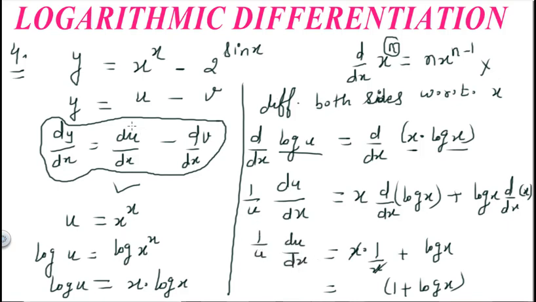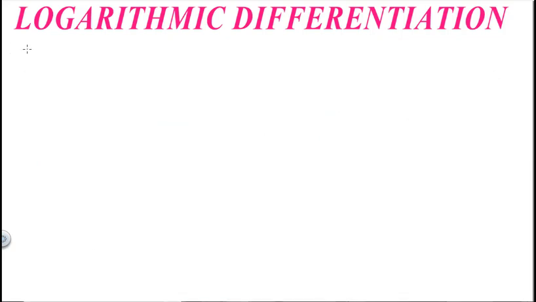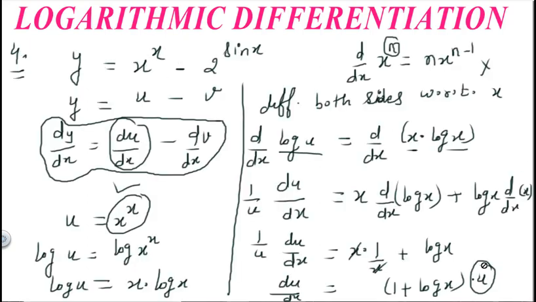Here you have 1 by u, du by dx. Now to solve the question, I just need du by dx. So I'll shift this u to another side or transpose this to another side. You get du by dx equals 1 plus log x into u. Correct? And what is the value for u? We have x to the power x. So I'll just write what is the answer that we are getting for du by dx. We are getting it as 1 plus log x, and instead of u I am putting x to the power x, as you can see here. Clear?